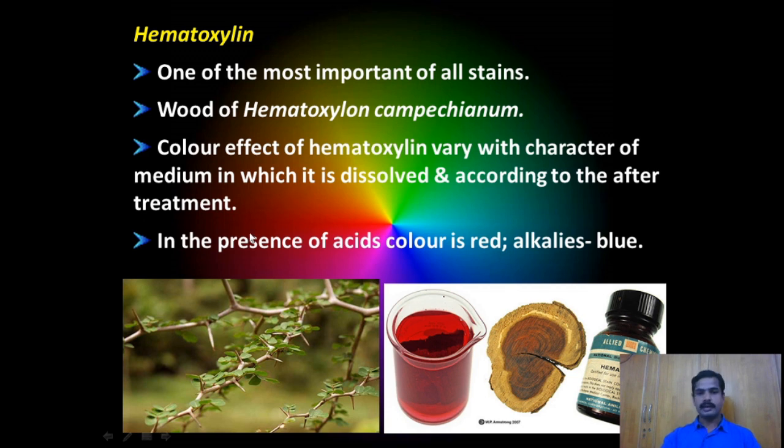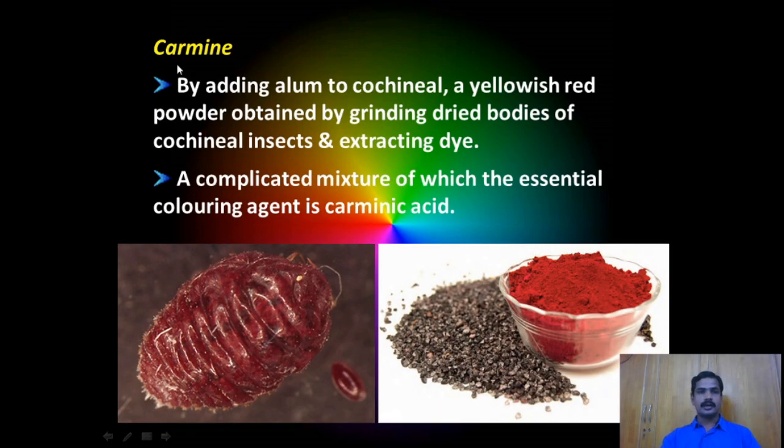And in the presence of acids, the color is red, and in alkaline solutions, the color will be blue. So the color depends on the medium, or the solvent, in which the stain or the dye is used. Then another important natural dye is carmine, and this is an animal-originated stain, obtained by adding alum to cochineal.